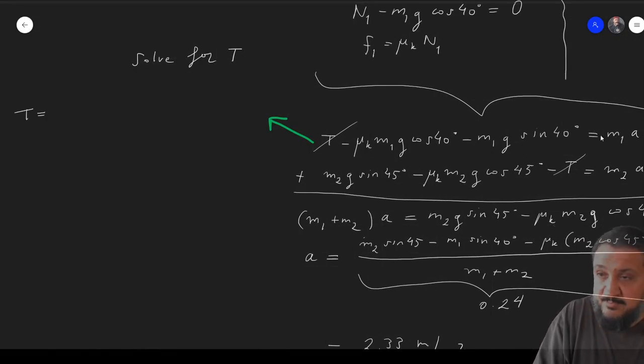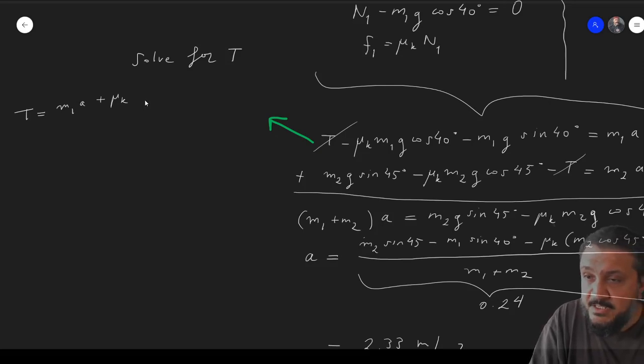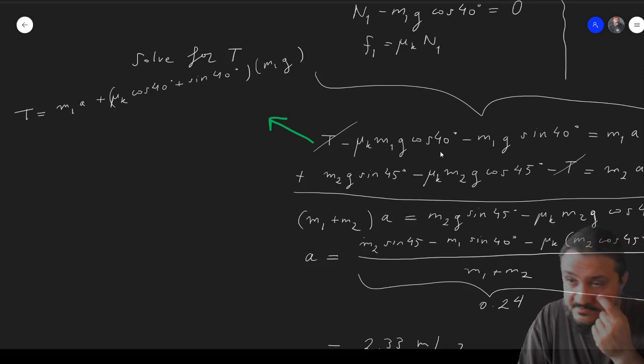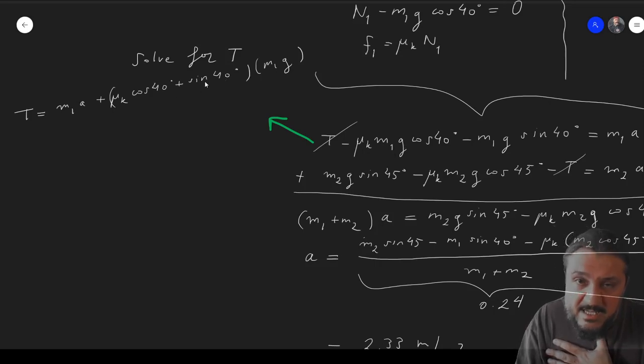T will be equal to m1 a plus mu k m1 g cosine 40 plus m1 g sine 40. Okay, so T is equal to m1 a plus mu k cosine 40 m1 g plus m1 g sine 40.